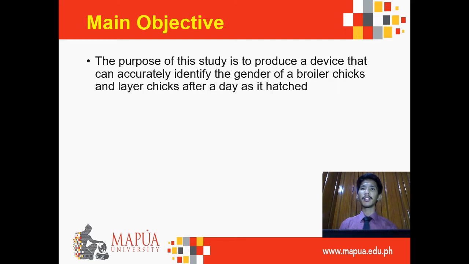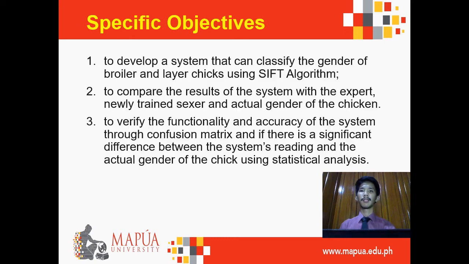So our main objective is to produce a device that can accurately identify the gender of broiler and layer chicks a day after they hatched. Then our specific objectives are as follows. 1. To develop a system that can classify the gender of broiler and layer chicks using SIF algorithm.